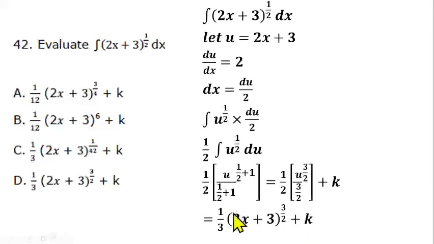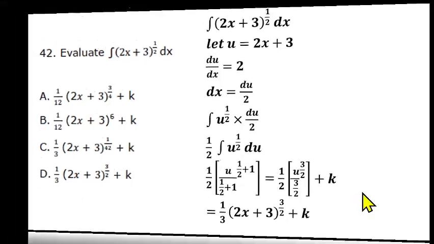If you simplify this further, we know that this 2 will multiply the denominator. So 2 divided by 2, that gives us 3. The 2 cancels 2, and you have 1 over 3 left. 1 over 3 into our u, which is 2x plus 3, so 1 over 3 times 2x plus 3 raised to power 3 over 2, plus k. So option D is the correct option for question number 42.